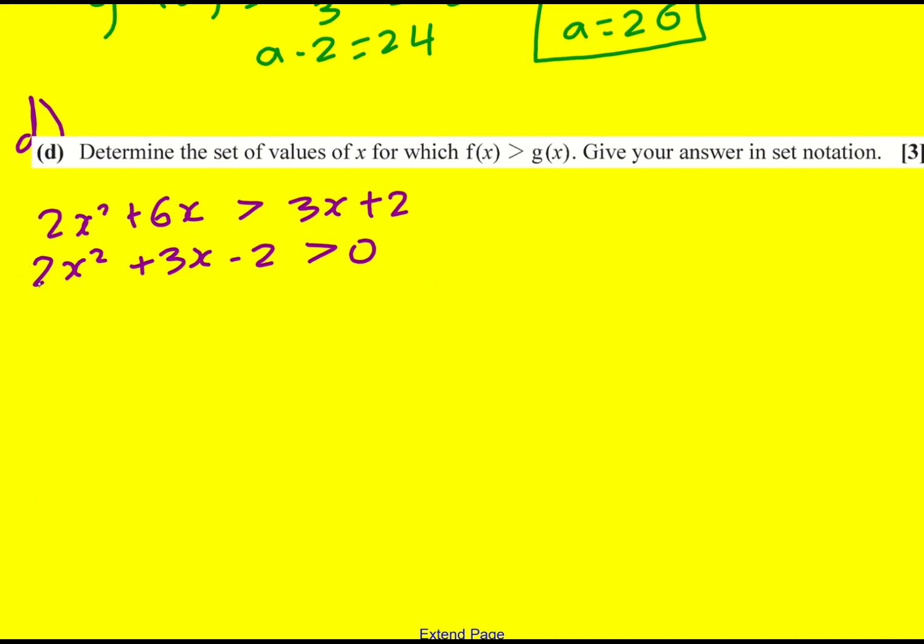And now we can focus on this as being a sort of function, y equals. So we can try and find the roots and then sketch it. So if it's going to factorize, which we're going to try, it's going to be 2x and x to get the 2x squared. To get a 2, forget the minus 2 for the moment, we're going to need a 1 and a 2. If I put 2 there and 1 here, I'll get 4x and x. I should be able to get a plus 3x if I make this plus and this minus. So the roots of the equation are a half and minus 2.